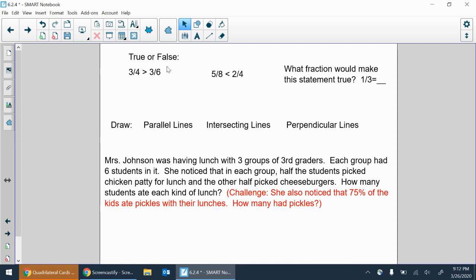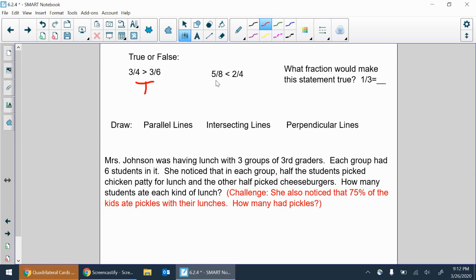We have to figure out if this statement here is true or false. 3/4 is greater than 3/6. Well, right now I'm thinking 3/6. I know that is equivalent to a half, right? So if I know this is a half, 3/4, well, 2/4 is a half. So this one's going to be bigger. So that means that my answer is true. 3/4 is greater than 3/6.